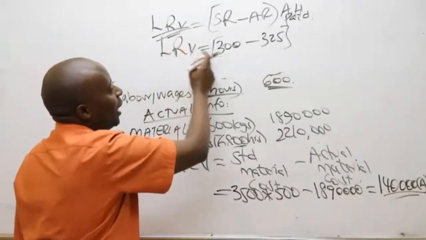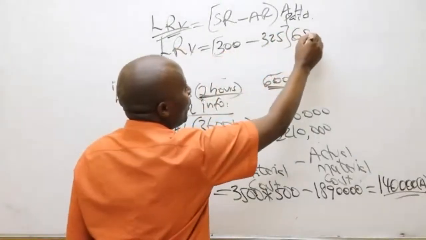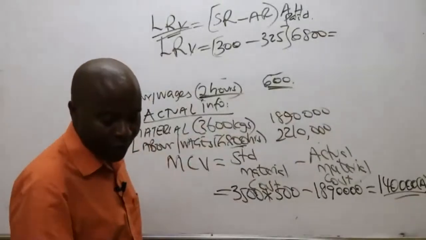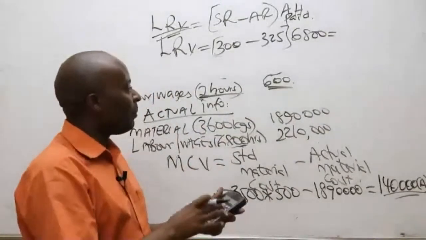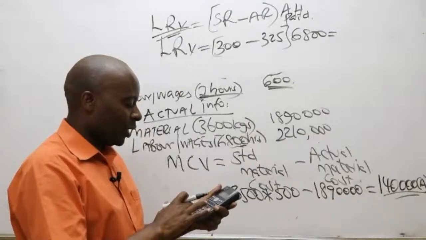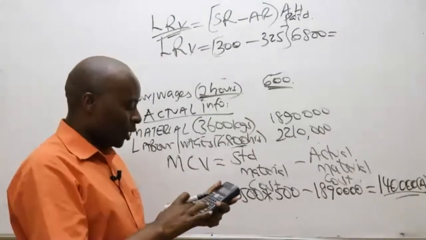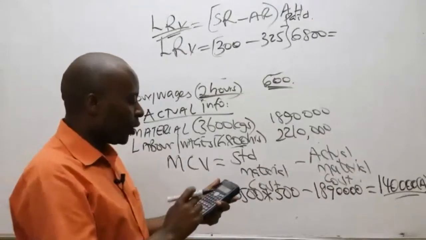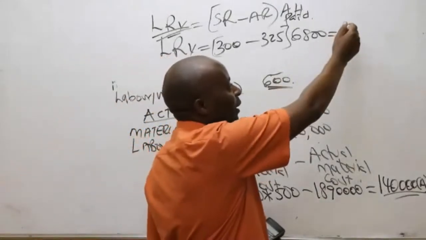So here we are, times the actual hours paid, which were 6,800. So ladies and gentlemen, could you kindly come and give us this figure? So we have 300 minus 325 times 6,800, which equals what here? Somebody who is able to give us an answer there?